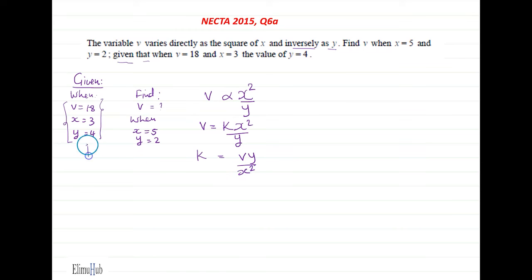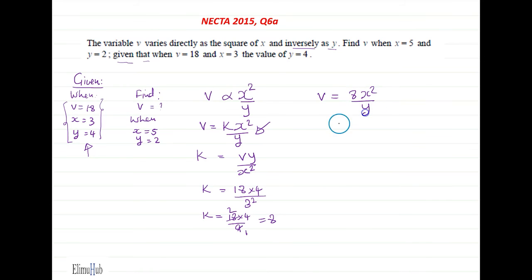Using the first lot of data, I can now substitute the values of v, y, and x squared. So v is 18, y is 4 and x is 3. We need to make it 3 squared. So k equals 18 times 4 divided by 9, which gives you 1 and 2 there, which is equal to 8.